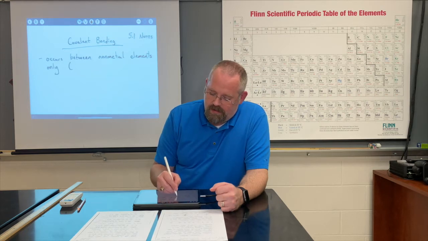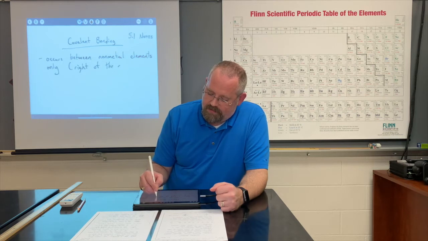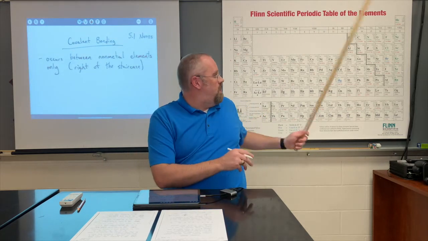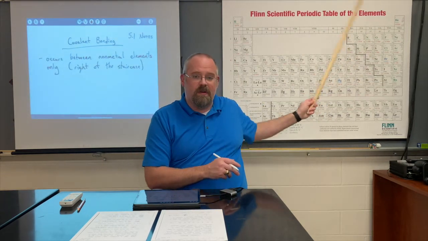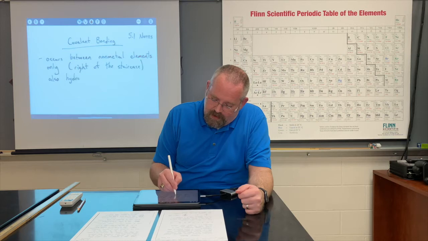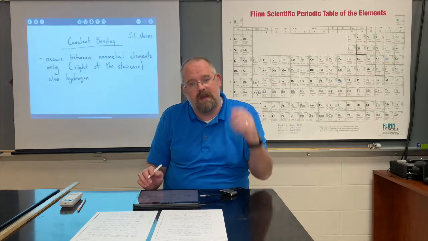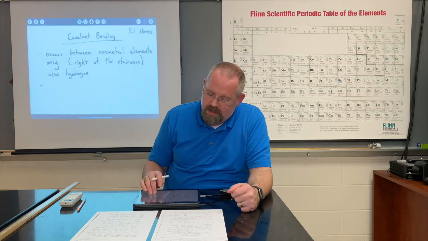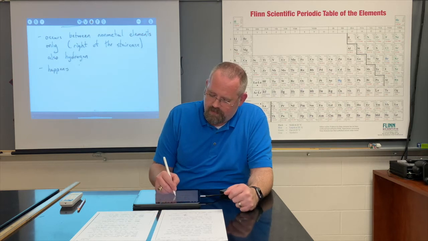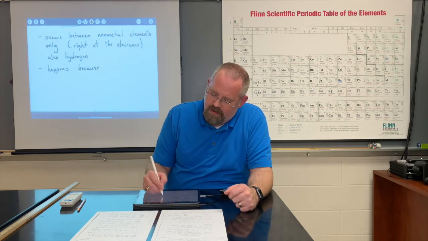So we're talking about those elements that are right of the staircase. Okay, so if you remember, all of our nonmetals are over here on the right side of the periodic table, our nitrogen and our oxygen, and we're also talking about hydrogen. Okay, hydrogen's in the first column in the alkali metals, but it is a nonmetal.